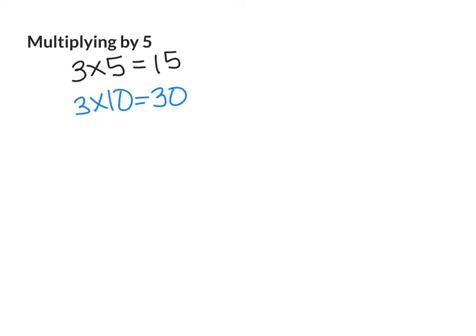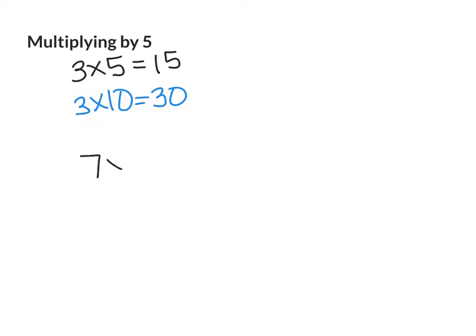When multiplying by 5, children can use a pattern related to multiplying by 10 and then taking half. For example, if we think about 3 times 5, children can use what they know about 3 times 10 equals 30, and then take half to know that 3 times 5 equals 15.